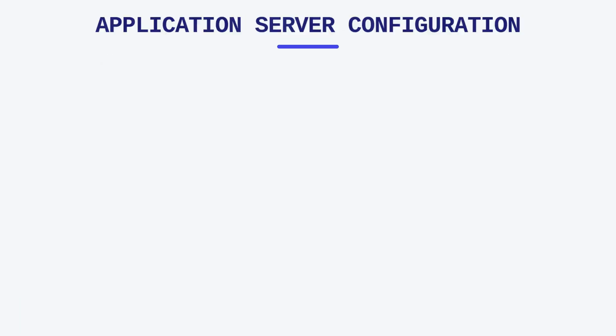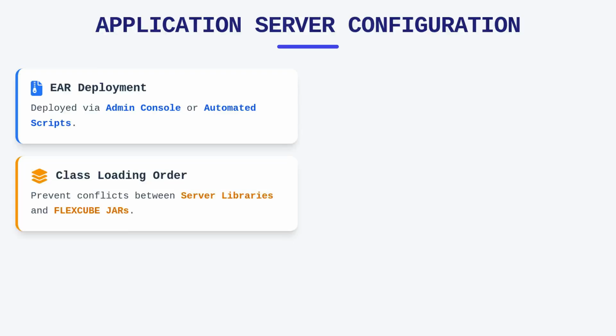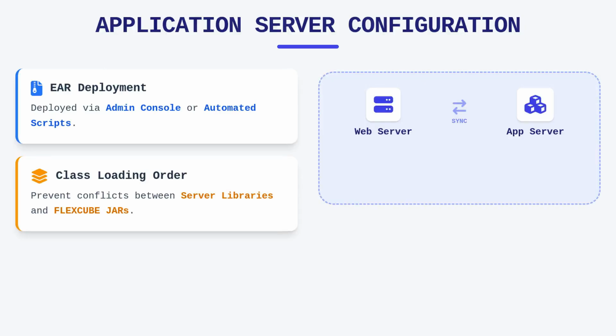One of the most critical aspects of application server configuration involves the deployment of the EAR file through the console or via automated scripting tools. You must pay close attention to the class loading order, as conflicts between the server-provided libraries and the FLEXCUBE-specific jars can cause unpredictable behavior. In a multi-tier architecture, the application server might be physically separated from the web server, which requires us to tighten the security headers and timeout parameters.